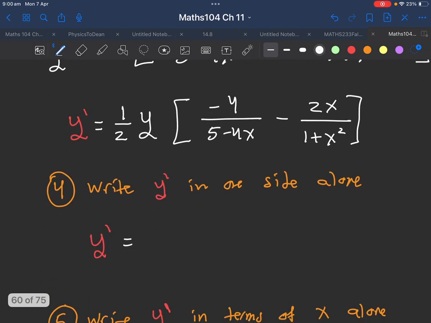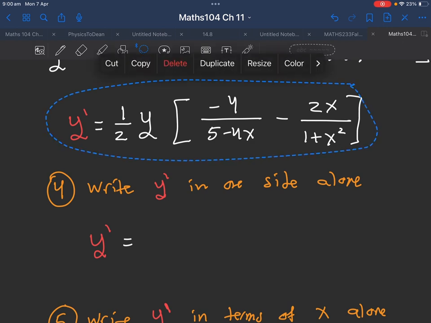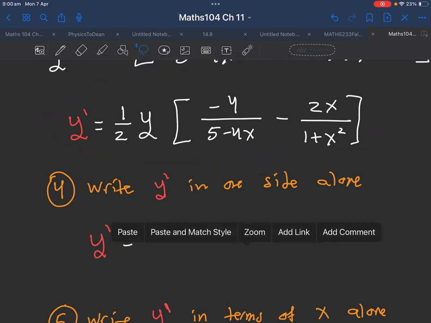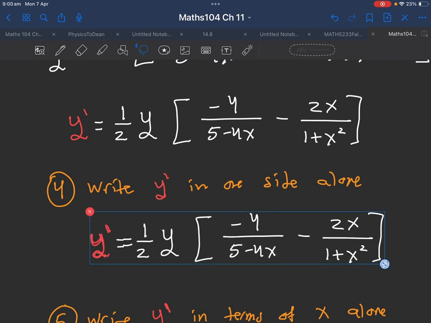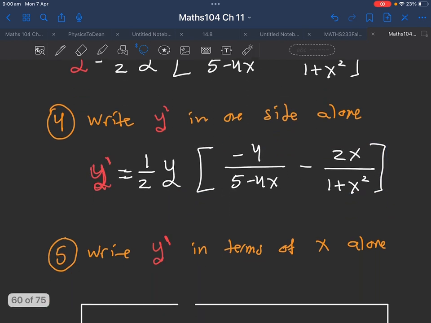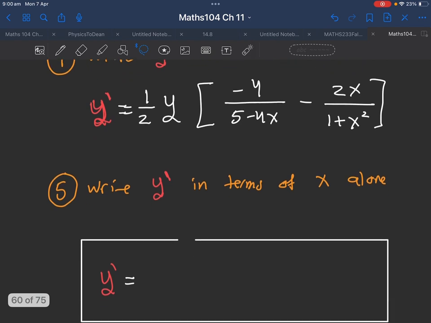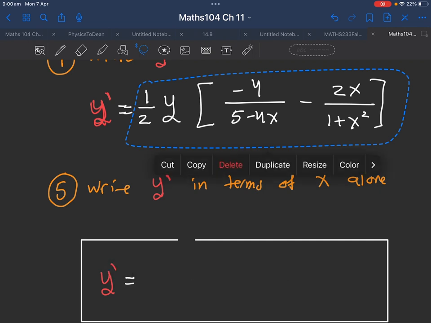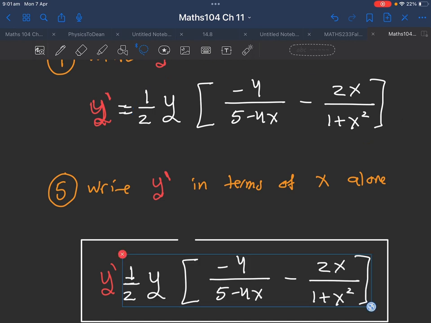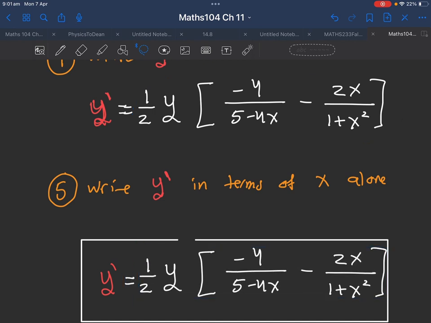The last step, I just skipped the last step, should be this one. Just copy it. Here. And finally, we just need to write y alone. So just take this one here, copy it, and paste it. The only difference now you need to do is change this y back to what it was before, which was 5 minus 4x divided by 1 plus x squared.